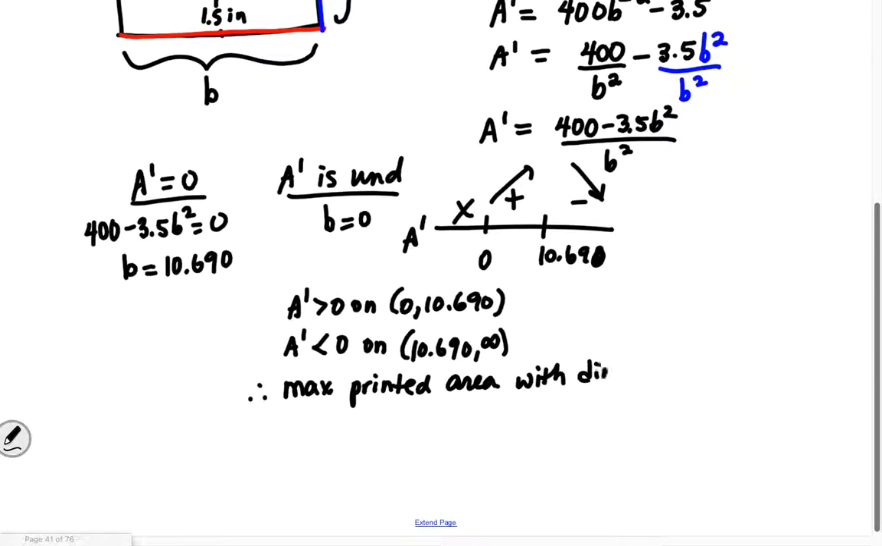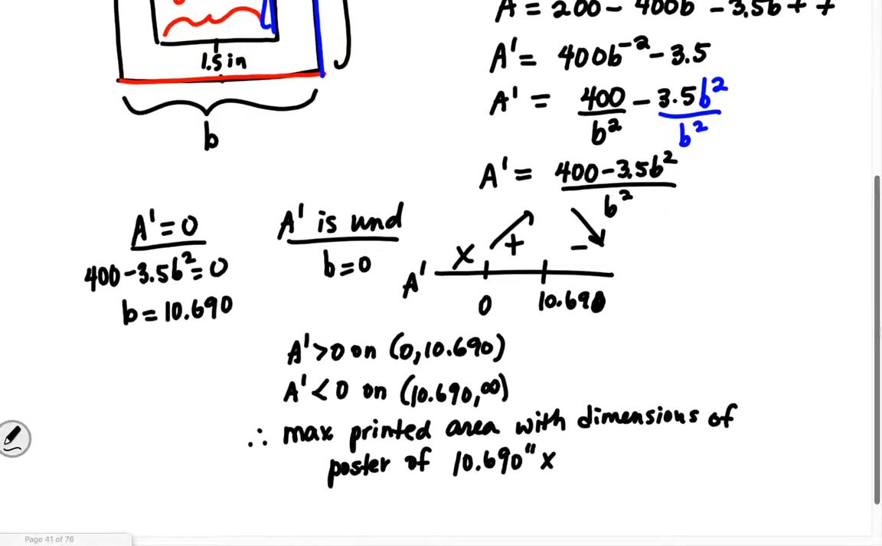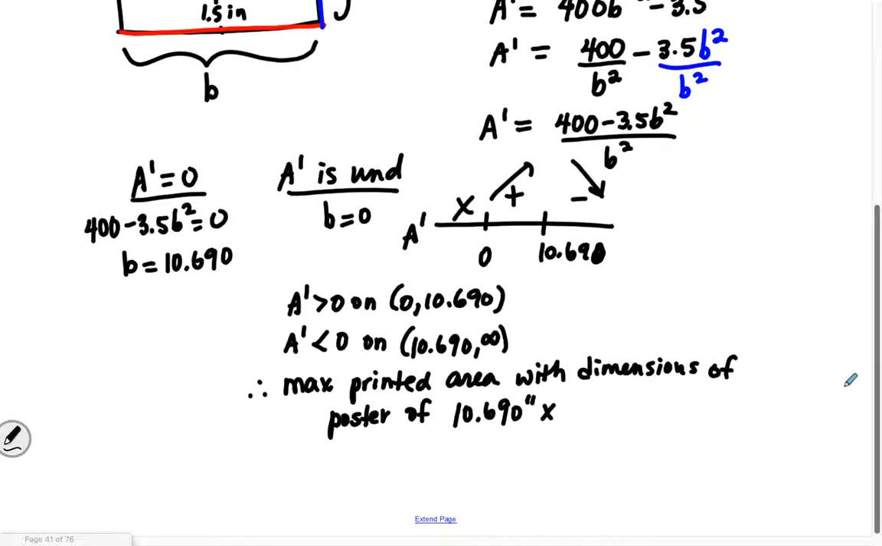With dimensions of poster of B, 10.690 inches by, and then H, we have to find H, huh? Oh yeah, the little 3 dots. All right, so 200 over B. So I'm going to do 200 divided by my answer, and I get 18.708 inches. So you just put that back into the secondary equation?